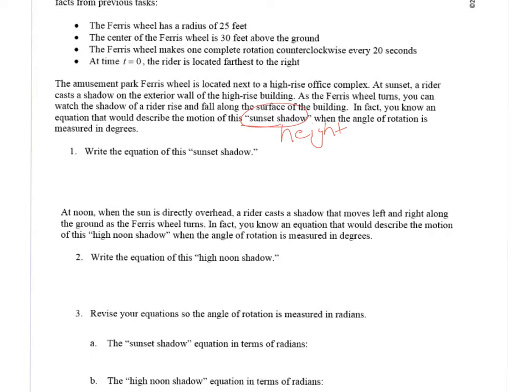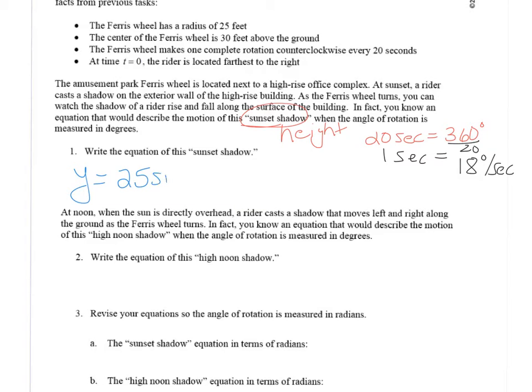So if we have 20 seconds is one rotation, we have to figure out how far we'll go in 1 second. So if we divide this by 20, we get 18 degrees per second. So writing our equation just like we had before for the Ferris wheel.